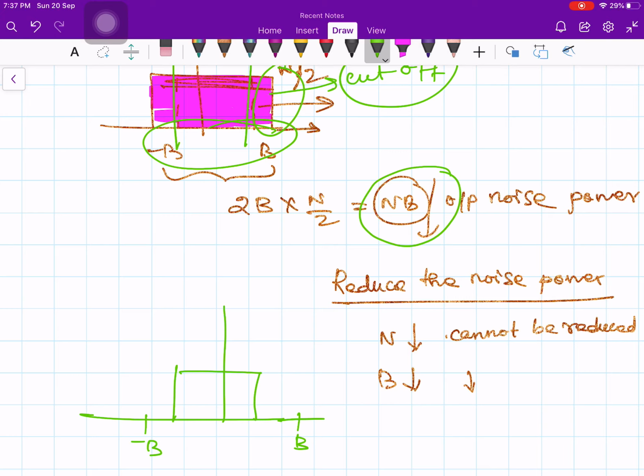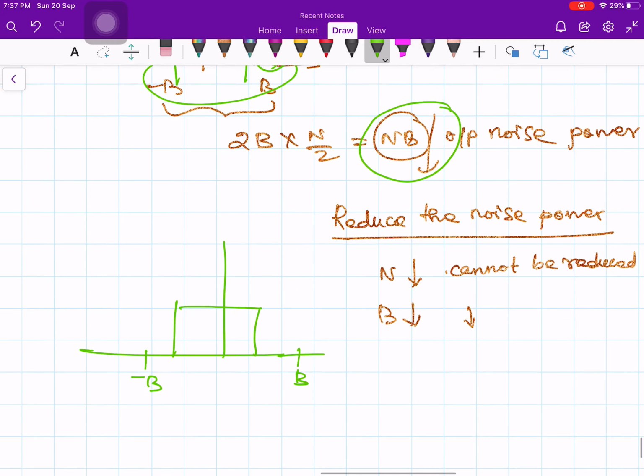Okay, so you should not choose a filter smaller than the bandwidth of the signal, because if you do that, the signal will be distorted. If you choose your bandwidth less than the signal's bandwidth, then the signal will be distorted.